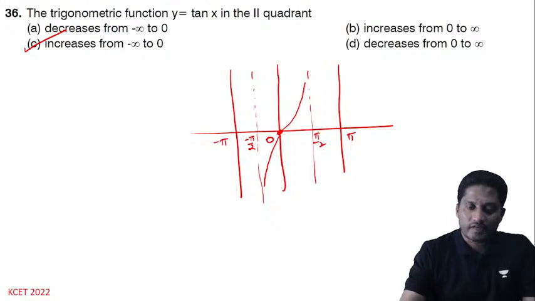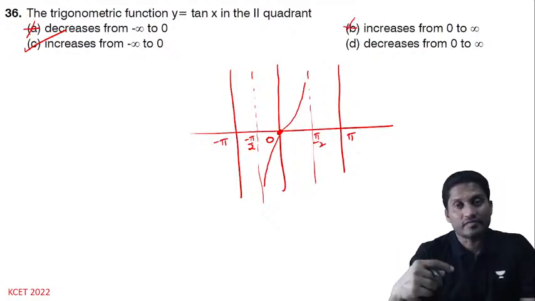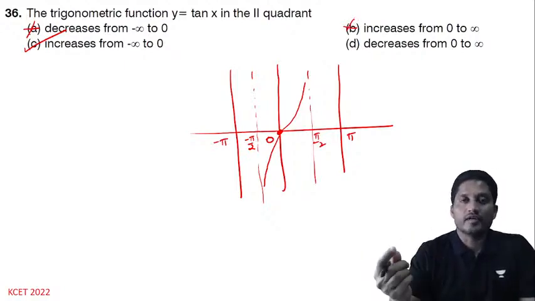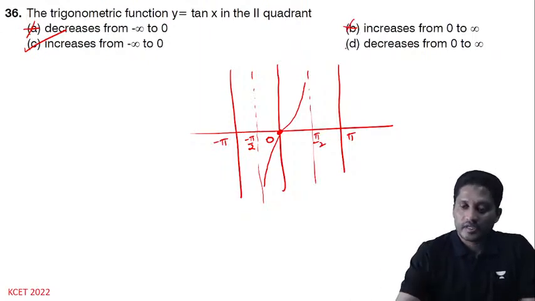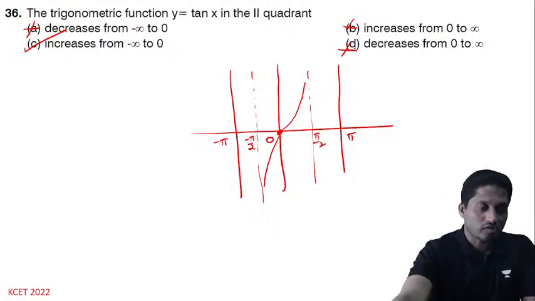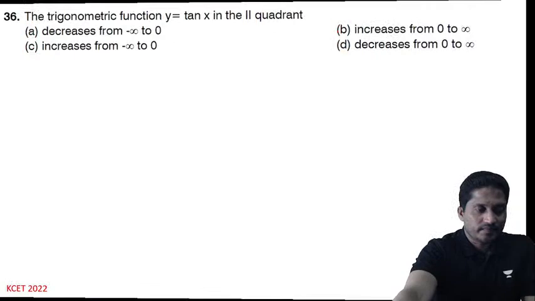Decreases from minus infinity to 0, not possible. Increases from 0 to infinity is not possible because it is increasing from minus infinity to 0. The main range of tan x is minus infinity to plus infinity. Here also decreasing is not possible. Answer is option C only. Right, let's move to the next question.